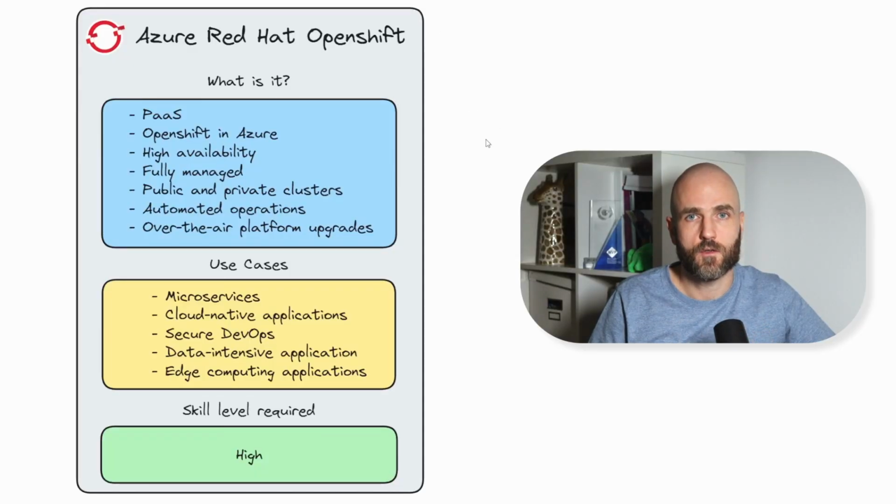Azure Red Hat OpenShift, or ARO, is a Kubernetes-powered OpenShift service jointly engineered and supported by Red Hat and Microsoft. So it's ideal if your team is already using OpenShift on premises and you need to migrate to the cloud to leverage other Azure services.